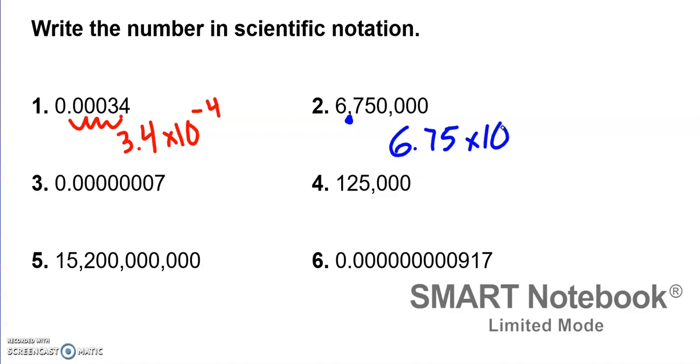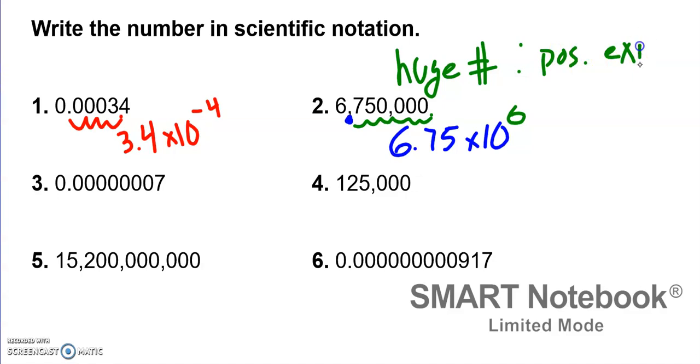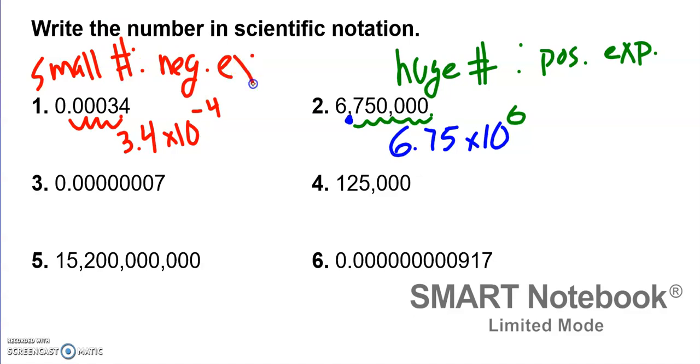Well, in order to get that decimal spot, starting from here over, I had to go 1, 2, 3, 4, 5, 6 times. And notice how I'm starting out with a huge number, since 6 million, so it's going to be a positive exponent. So this is a huge number, yields a positive exponent. Okay, in our first example, we had a small number that yields a negative exponent. Let's go through the rest of the examples.